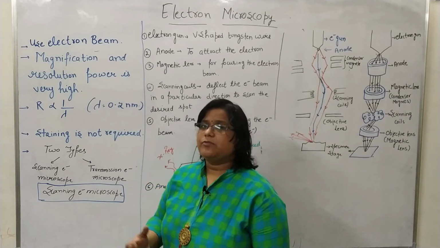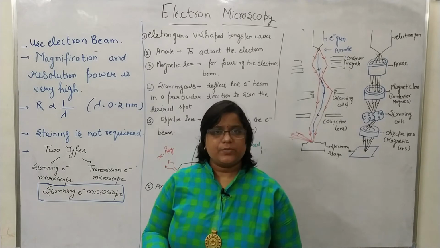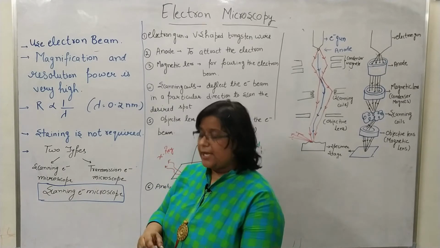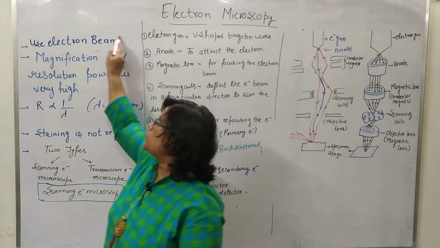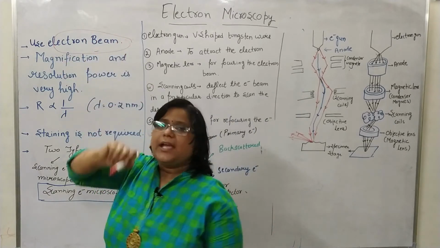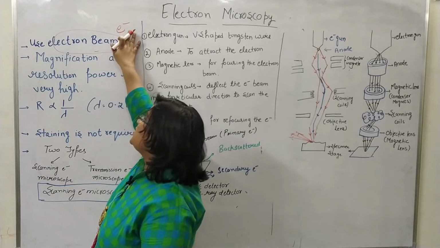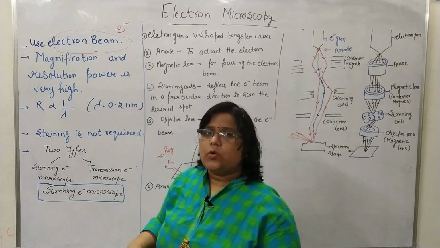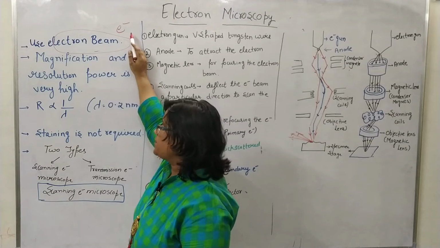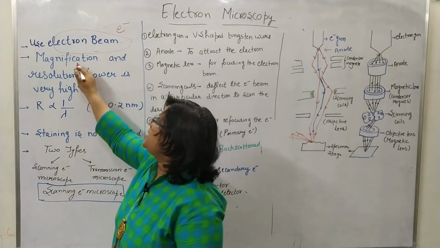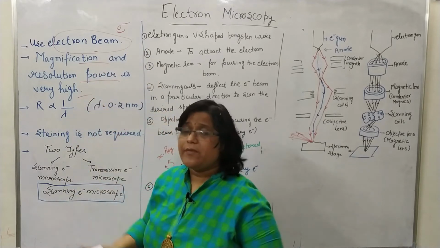Any kind of light, white light, sunlight, we can use in the light microscope, but in the electron microscope we use the electron beam. In this video I will write the electron as e minus. Because the electron has a negative charge, the magnification and the resolution power are very high.